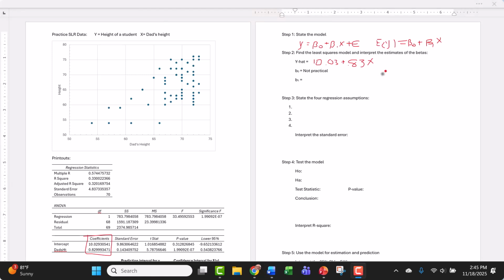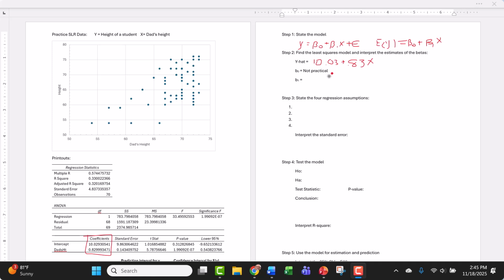And the 2 things you have to ask to determine if it's a practical interpretation or not. Does the value of x equals 0 make sense? Does it make sense for dad to be 0 inches tall? You have to go with x, right? Dad's height is the independent variable. Height of a student is the dependent variable. So that's not a practical interpretation because the value of x equals 0 doesn't make sense.